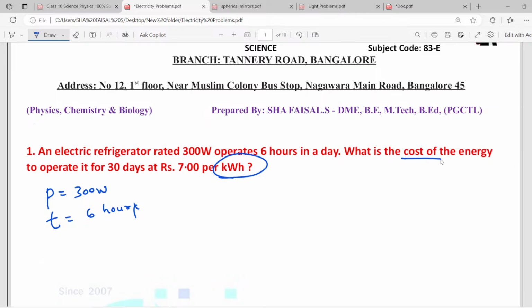Now the question is, what is the cost of the energy required to operate it for 30 days? So what is the duration? The number of days n is equal to 30. For 30 days, how much does it cost? And per unit is 7 rupees. So first we have to find how much total energy is required.